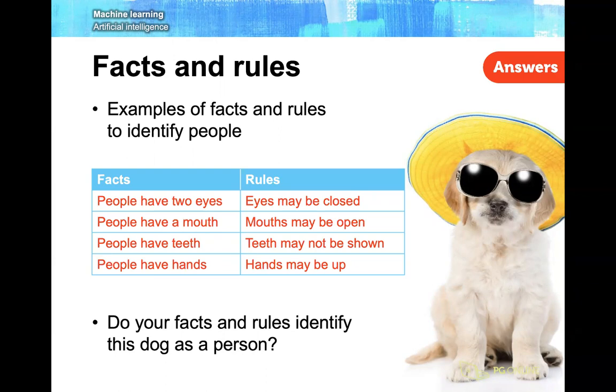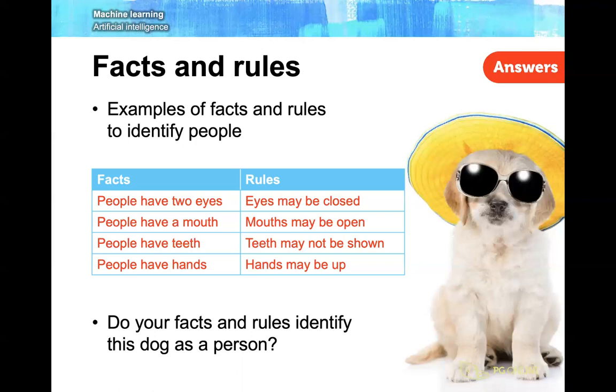Rules are something about that. So what can you do with your eyes? You can open them, you can close them. So they're all rules. People have a mouth. Mouths may be open or they may be closed. People have teeth. Teeth may be shown or they may not be shown. People have hands. Hands may be up or they could be down.